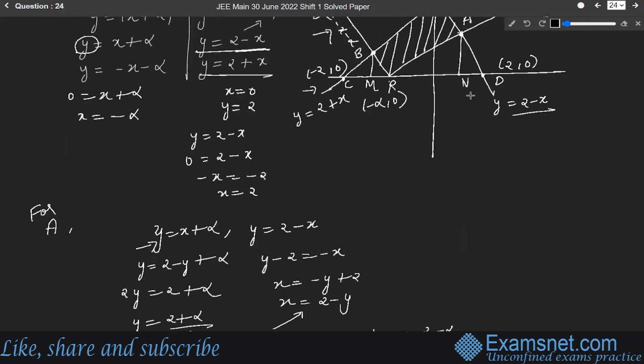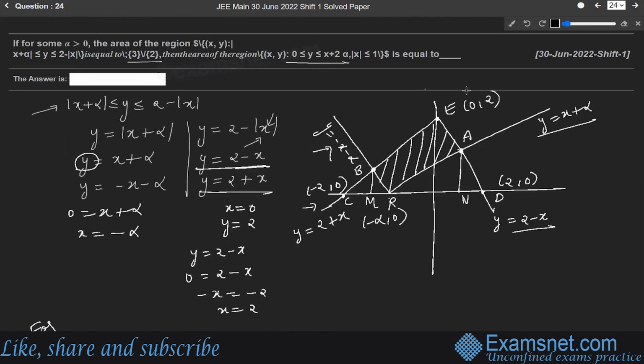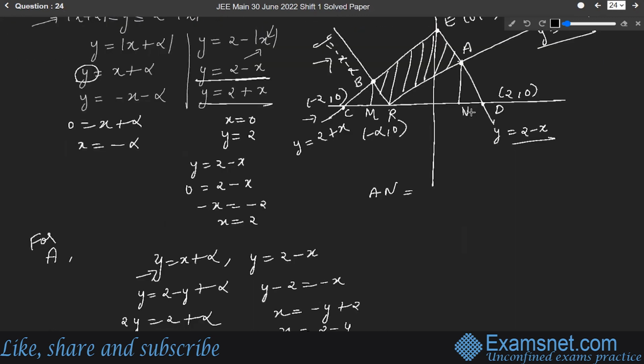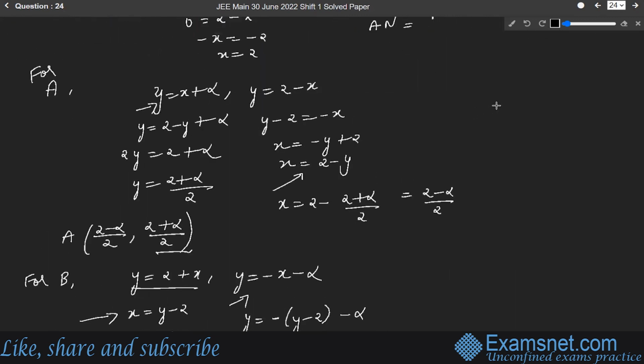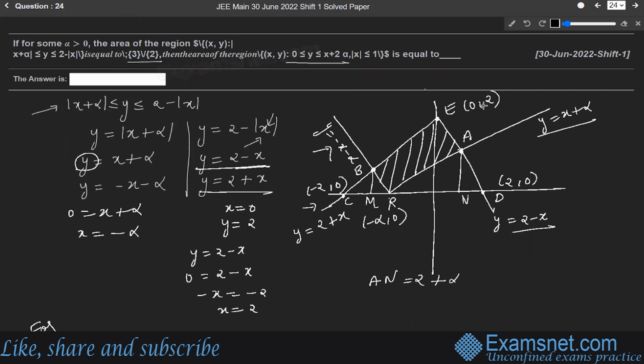Okay. If we have the coordinates of A and B, it means that we have the y coordinate for the lines BM and AN. What is AN? It is the y coordinate of point A. And what is BM? It is the y coordinate of point B. Okay, so it is clear that AN is the y coordinate of point A. What is the y coordinate of point A? It is (2 plus alpha) upon 2. So AN is (2 plus alpha) upon 2. Similarly, BM is the y coordinate of point B. You can see it. So what is the y coordinate of point B? We have calculated it. It is (2 minus alpha) upon 2.